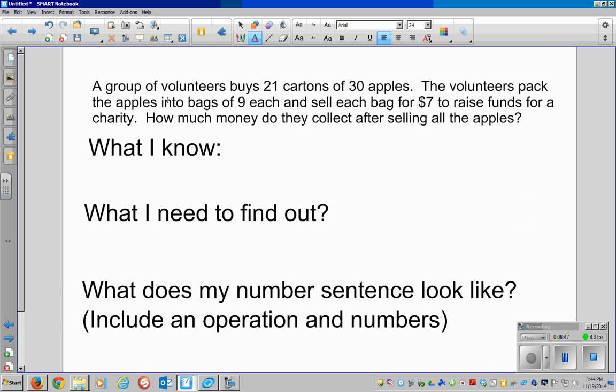So same idea for your second one. It says a group of volunteers buys 21 cartons of 30 apples. The volunteers pack the apples into bags of 9 each, and they sell each bag for $7 to raise funds for charity. How much money do they collect after selling all the apples? So again, take your time, follow the steps, know that you've got 3 steps to get to your final answer, and look forward to seeing what you come up with.